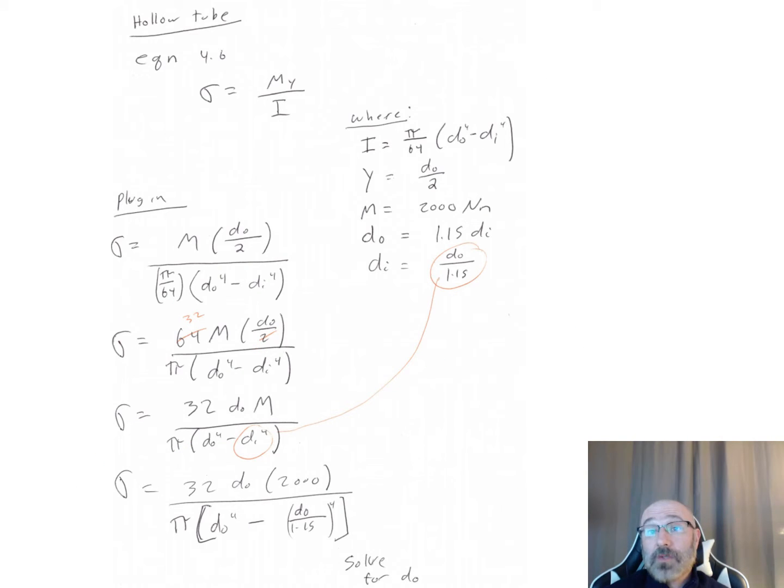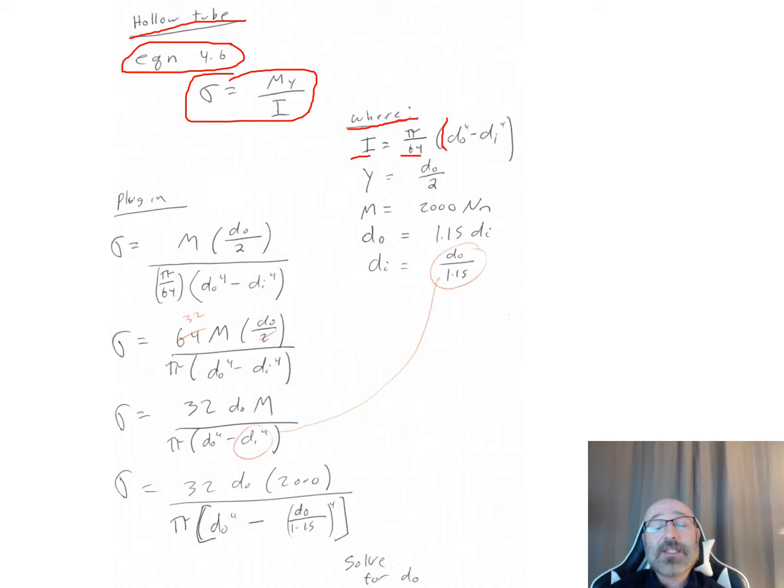So now that we've gone through and solved for our stress for the solid tube or solid shaft, now we want to go back and look at it for our hollow tube right here. So we still use that same governing equation, equation 4.6 from our textbook, which says that sigma is equal to My over I, where now we go back to the appendices in the book, but we're dealing with a hollow shaft. So this is a different equation for our hollow tube right here, where I is equal to pi over 64 times d outer to the 4th minus d inner to the 4th.